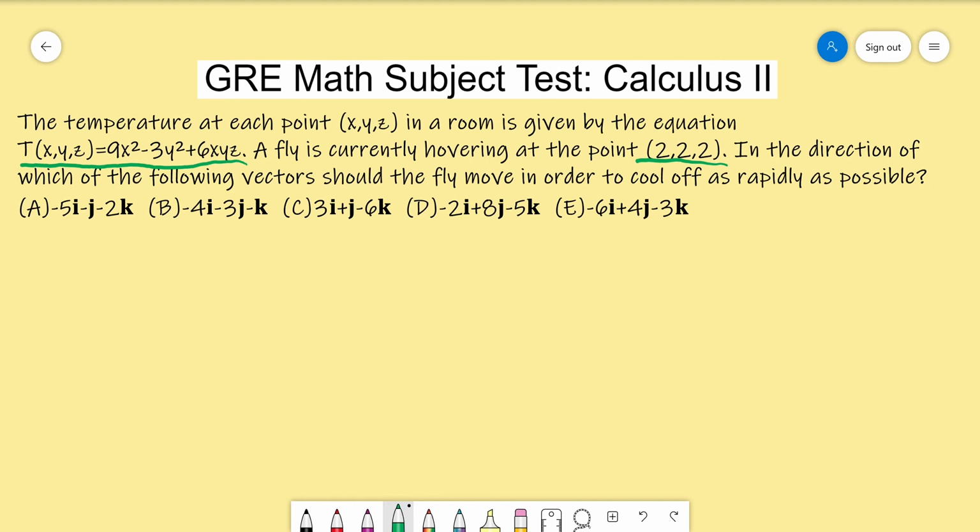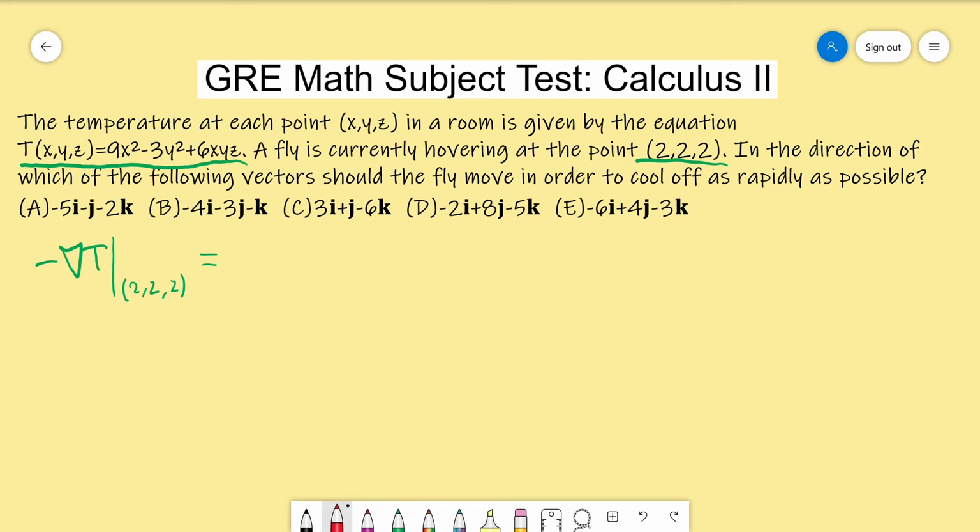What you have to remember here is that the gradient of T is a vector that tells you at each point in which direction T is increasing most rapidly. So if we take the negative of the gradient of T and evaluate it at this point, (2, 2, 2), that should give us the direction in which the fly should move in order to go in the direction that the temperature is decreasing most rapidly. So let's see.